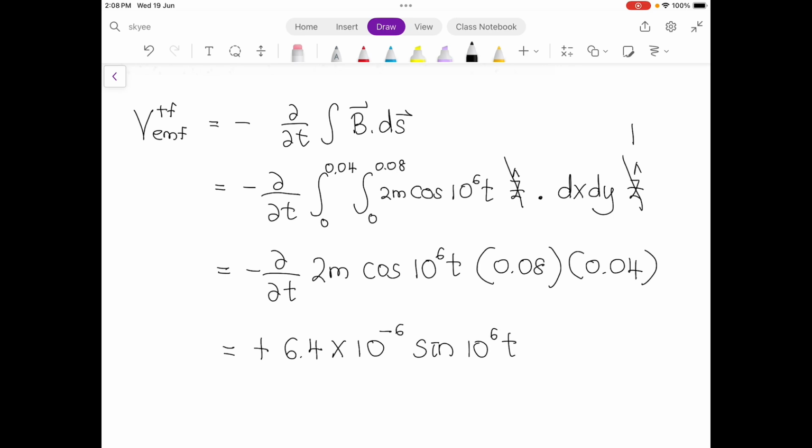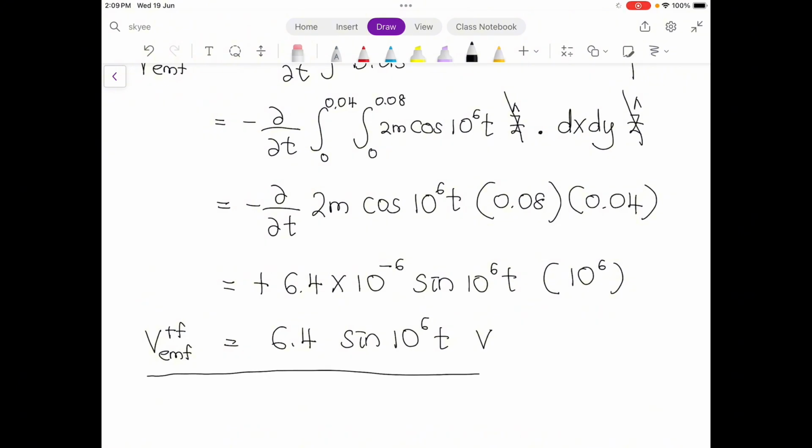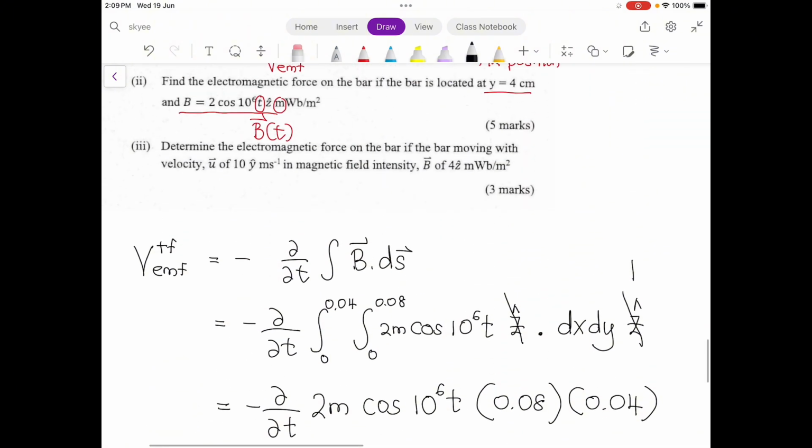When you differentiate, you end up having to multiply it, so you multiply by 10 power 6. So this one will be balanced out, and it will become 6.4 sin(10^6 t) volts. So this one is the transformer EMF. Okay, we go to the next one.